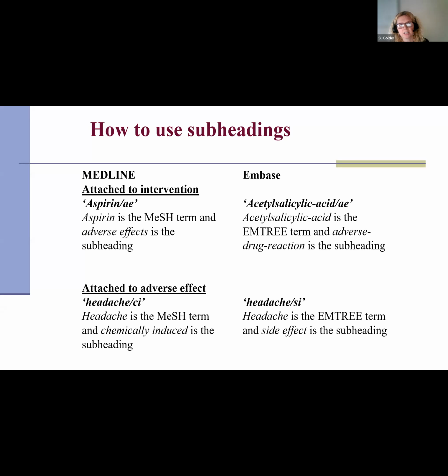But you can also attach a subheading to the adverse effect. So here I've got headache chemically induced in MEDLINE, or headache SI, which is side effect, in Emtree. So that's how you use them when they're attached.